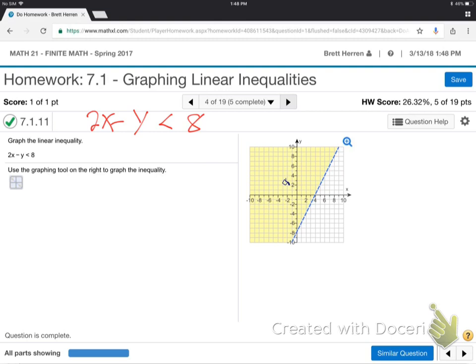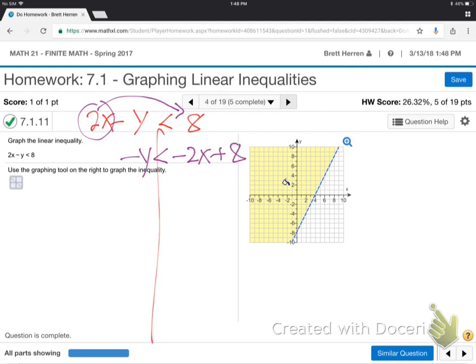So solve for Y, gotta get Y alone. All right, let me jump in and help you. So first step is you gotta get that 2X to jump up. So grab that 2X, jump over here. So that'd be minus Y less than minus 2X plus 8.